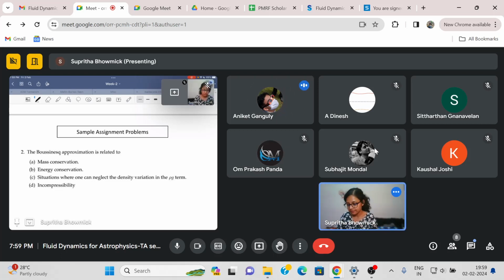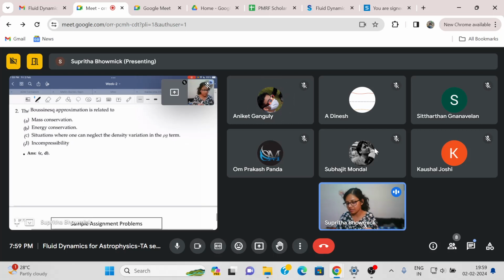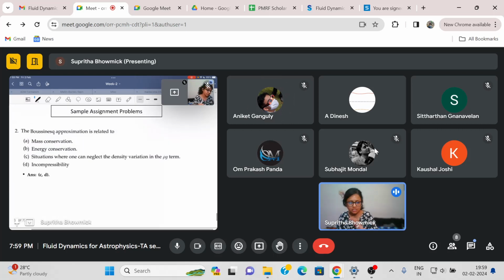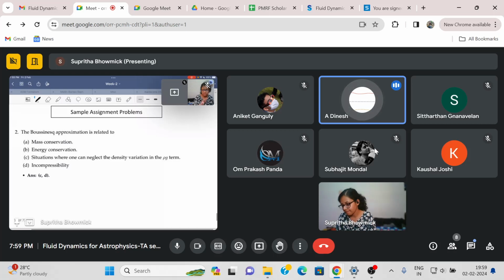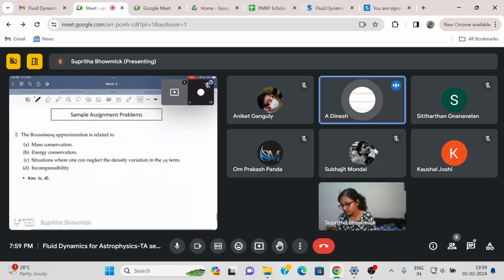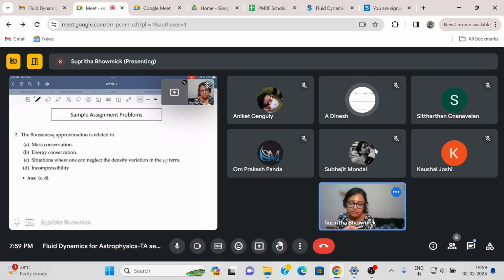Correct. This is not something that was just mentioned in the lectures. Why do you call it the Boussinesq approximation? Can he answer that? Because I don't know. Can you repeat your question? So why are those two options called Boussinesq approximations? I don't know.